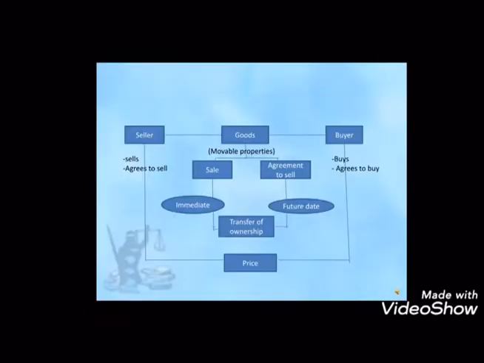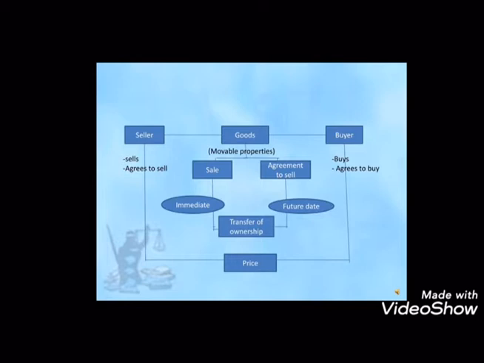Now at the last, all the essential elements should have a valid contract. That is, elements of contract must make a valid contract. That is, all the information given in a contract should be valid. A seller will be a person who sells or agrees to sell the goods to the buyer who will buy or agree to buy the goods. Now goods are the movable properties. Immovable properties do not come under this act.